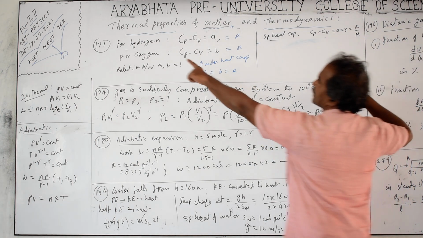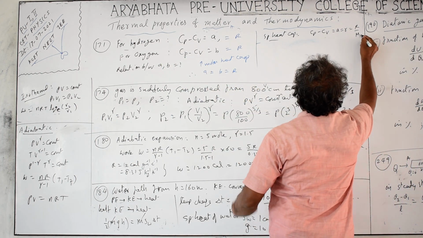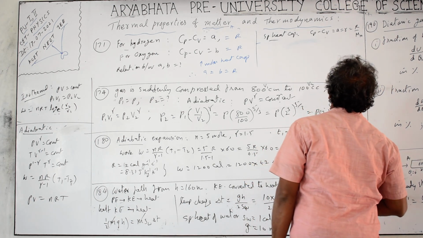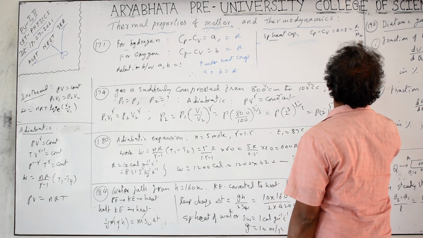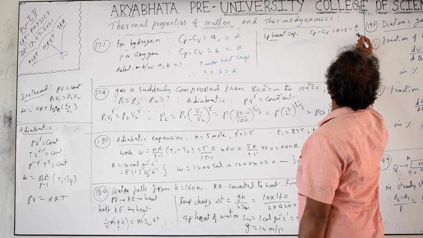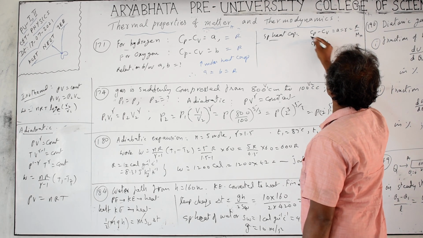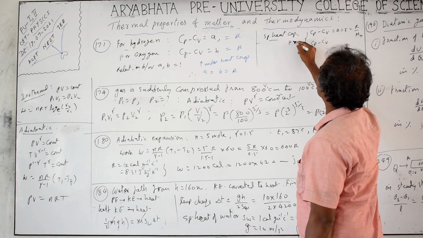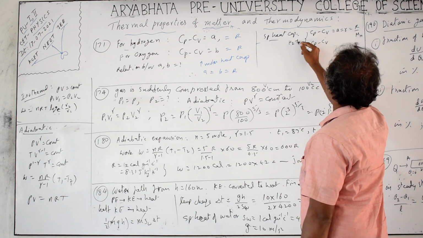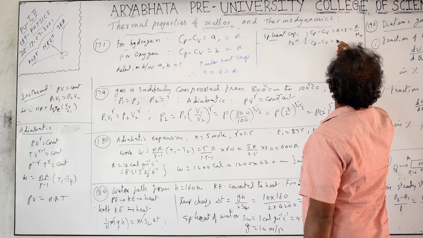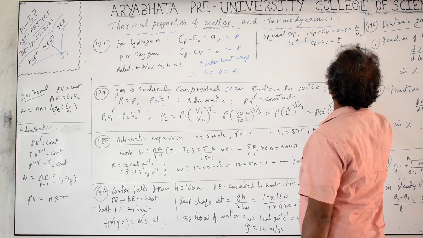Molar mass of the first gas, hydrogen, is 2, because hydrogen is a diatomic molecule, which is nothing but 2 units. So we will get r equal to R by 2. Therefore Cp minus Cv for hydrogen is equal to R by 2.